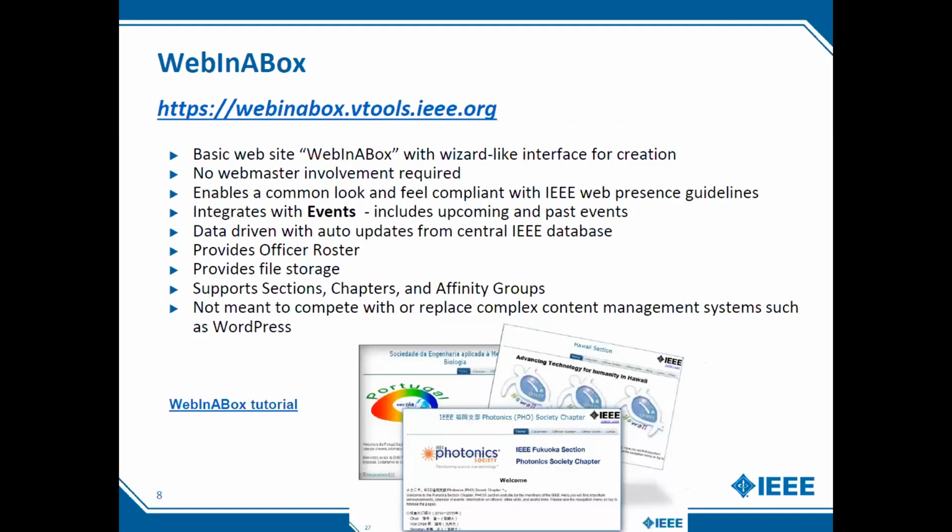WebInABox is something Khanh just mentioned. This is a wizard-like tool that gives you very standard pages, gives you the calendar, the officer list, links to the other organizations. If you're a chapter and you're part of the Romanian section, if the Romania section has a website, in the list of organizations, there'll be a link there to go to their website. This is very quick. You don't really have to know too much. You just know your content to put in there, and it's automatically updated. We are working on updating the look and feel of this right now, but it's a very simple way to get a website up and running.